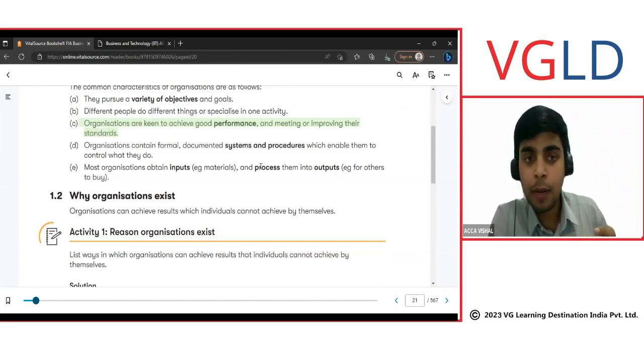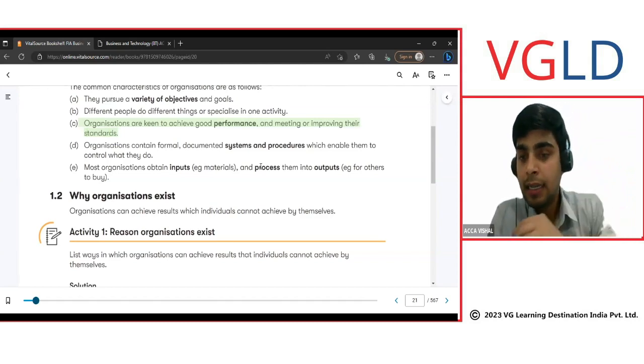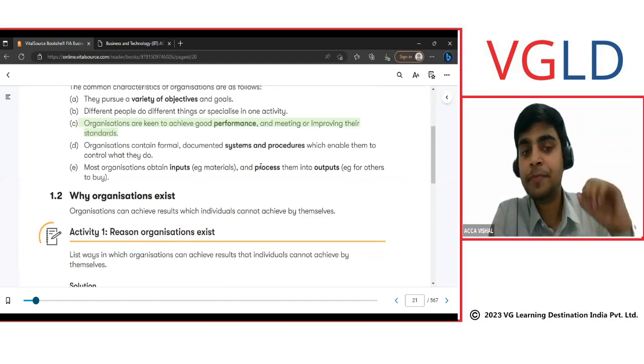Okay, Sankalp, I'll explain the second and third point again. So basically let's first discuss this documented system and procedure, then I'll come to the second and third point.